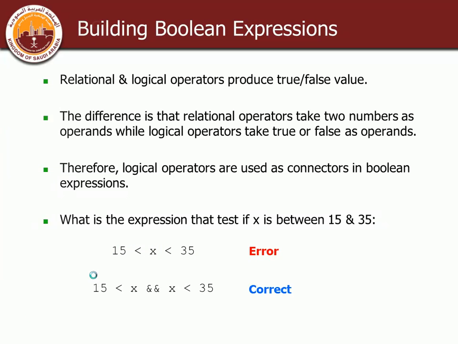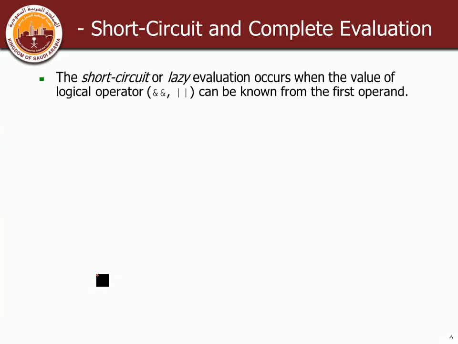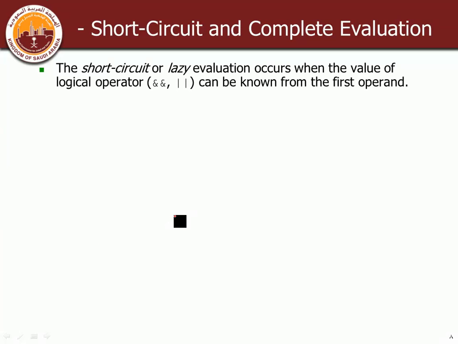Maybe you might miss this, but okay. There's something called short circuit and complete evaluation. This is something I'd like you to pay attention to. We said this is the symbol for the AND and the symbol for the OR. Actually, we can use only one of them, and it has a different meaning than if we use both of them. Let's talk about that. If I use both these symbols, what does it mean? For example, if x was equal to, let's say, 5, what is the result of this operation?